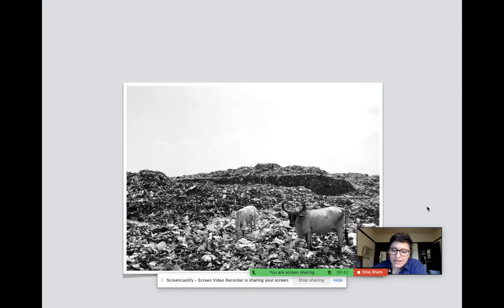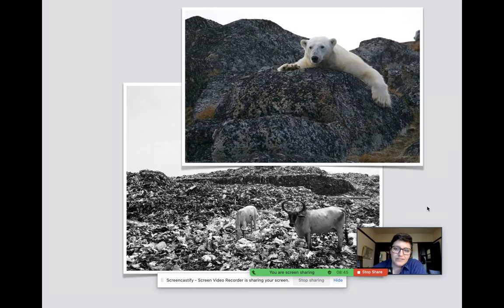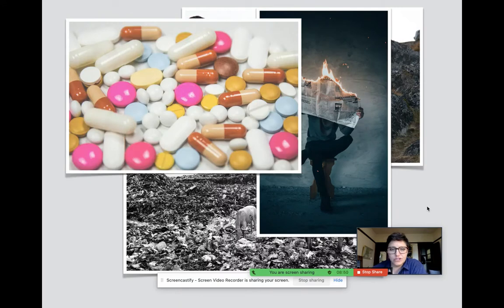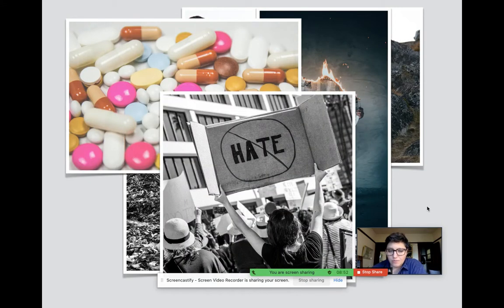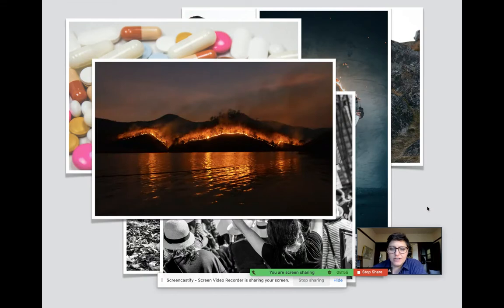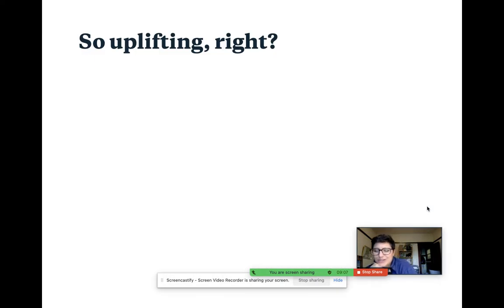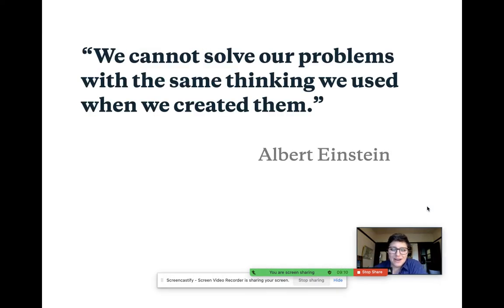And yet, we as a species are facing incredible challenges around the environment, around social issues, around systems of oppression, all kinds of things that we are facing, including obviously the pandemic that we've just been living through and are still living through to a certain extent. I know it's not the most uplifting way to start, but I like to bring this up to say that we cannot solve our problems with the same thinking that we used when we created them.